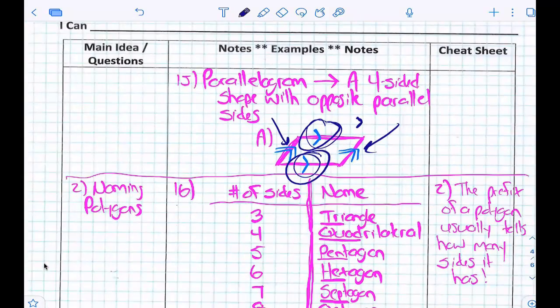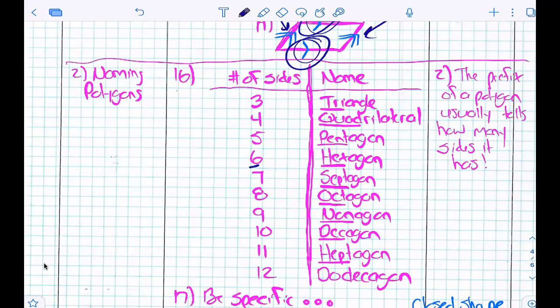Yes. All right. If something has 6 sides, what kind of shape is it? Hexagon. What does hex mean? 6. If something has this many sides, what's it called? Decagon. What's dec mean? 10. So the prefix of the name of the polygon tells you how many sides it has, right?